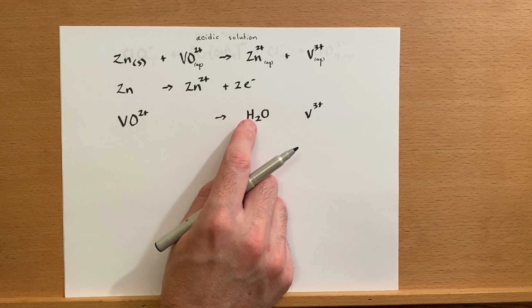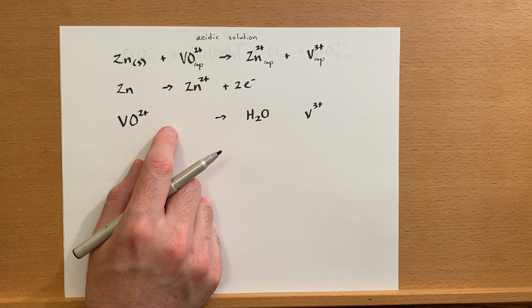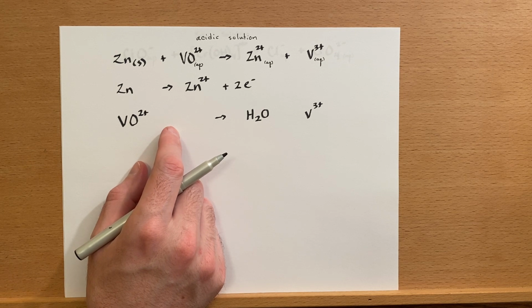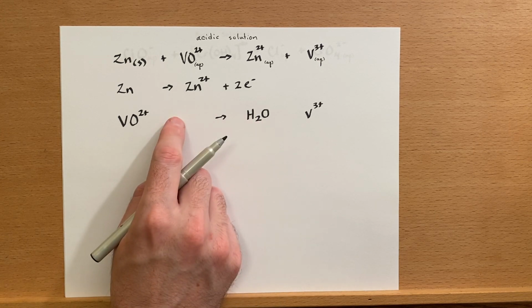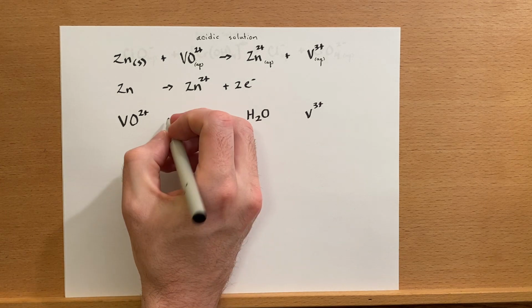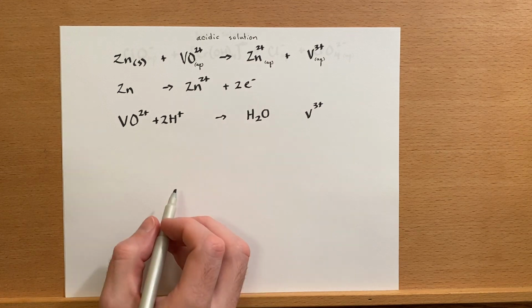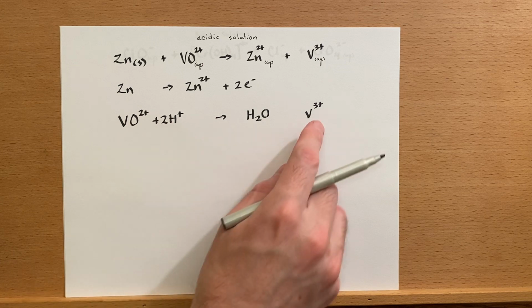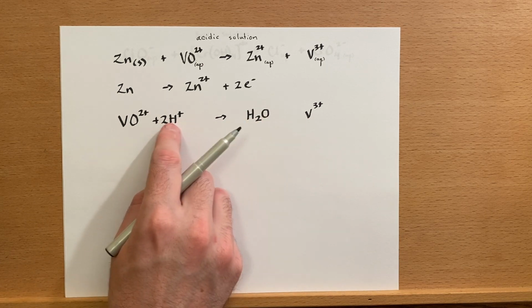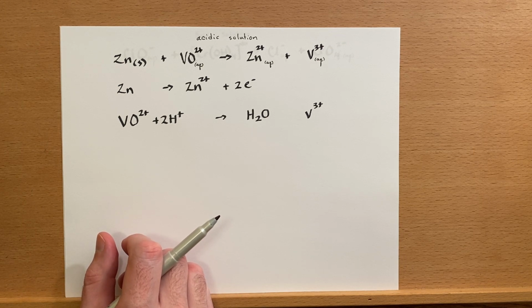Now, I have hydrogen over here, but I don't have any hydrogen in the reactants, so I'll have to add some in. And remember, this is acidic solution, so we have H+ to work with. How convenient. We need 2 H+ on this side of the equation, so we'll just add that in. There we go. Now we can check to see if all of the atoms are balanced. I have 1 vanadium, I have 1 oxygen, I have 2 hydrogens. Excellent. Now we just need to balance the charges.